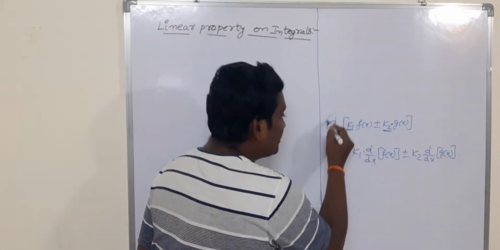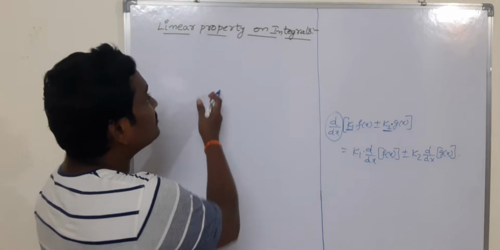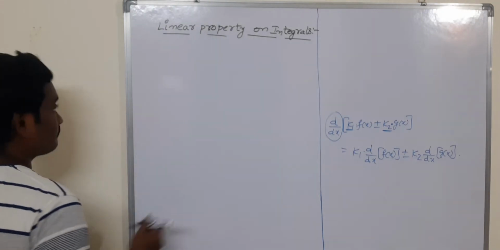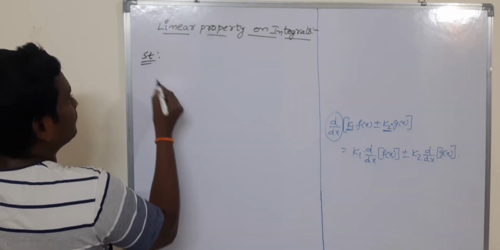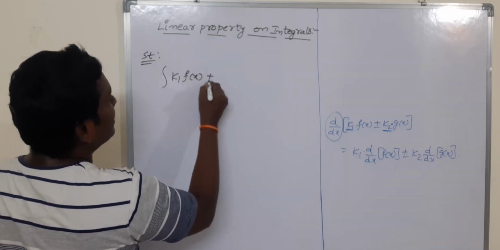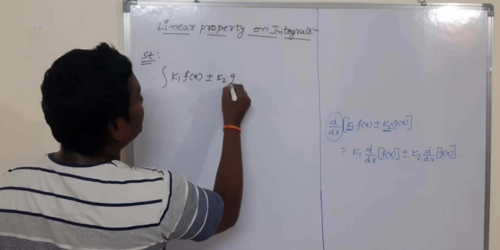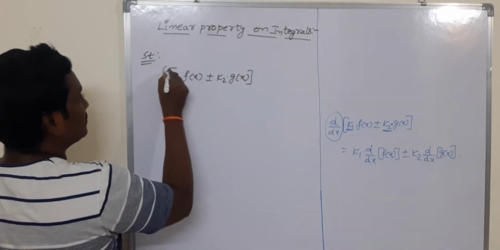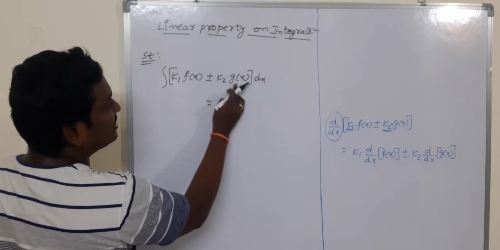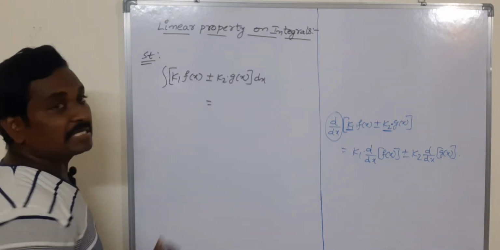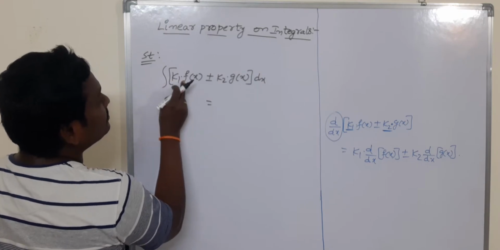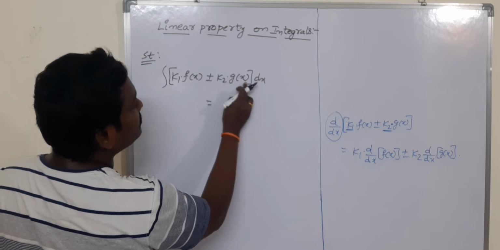Here we have the derivative symbol which is d by dx. In this case, we have the integration symbol. That's all. Remaining are all the same. Statement: integration of k1 f of x plus or minus k2 into g of x, whole dx. We are observing that there are two functions, one is f of x and another is g of x, either in addition or maybe in subtraction. Also k1 is a constant which is in product of f of x, and k2 is another constant which is in product of g of x.